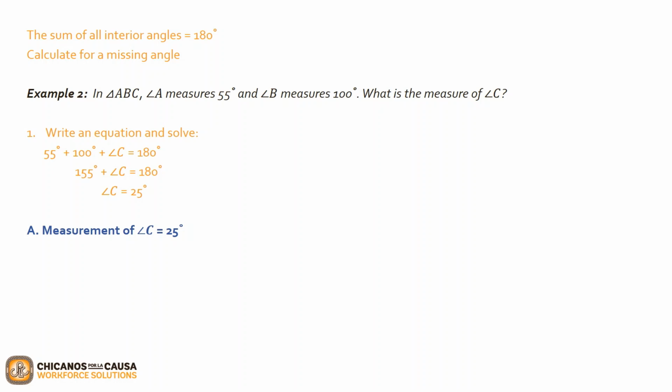But whatever you do on the left side, you have to do on the right side. So if you subtract 155 minus 155, that cancels it out. So you are left with just angle C. And on the right side, if you subtract 155 degrees from 180 degrees, you get 25 degrees. So therefore, you know that the measurement of angle C equals 25 degrees.